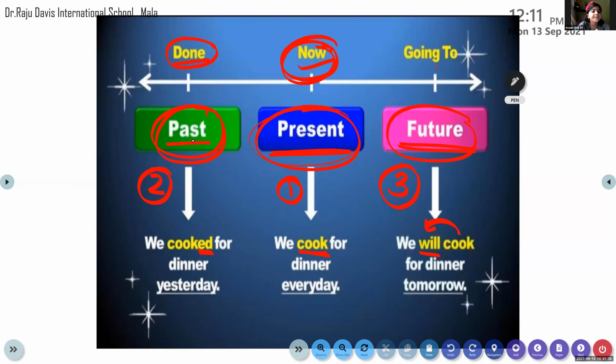So here, in order to show that the word is in the past tense, we have to add d or ed to the verb. Clear? By looking at the sentence, we know that it is in the past tense. Future tense means what? It is going to happen. So we have to add will before the verb. We call it will cook. So these are the three tenses. I hope it's clear.